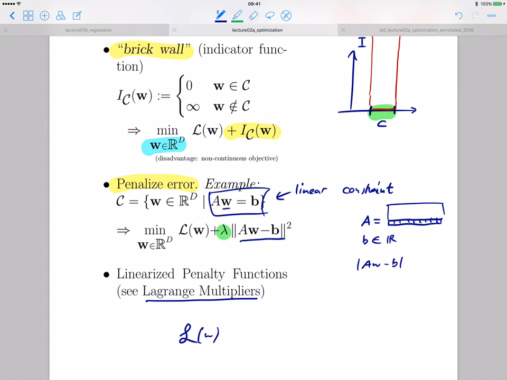Instead of adding this norm, which is just a non-negative measure of how far you're away, instead of that, you also add new optimization variables. You introduce a new variable vector. There's one new variable for each constraint.